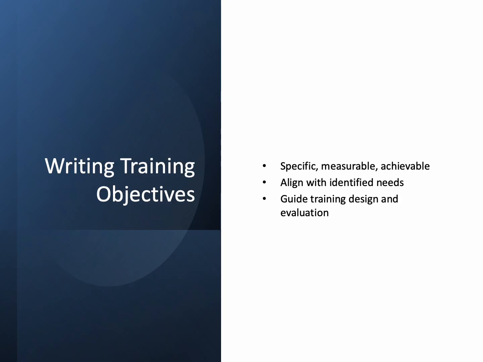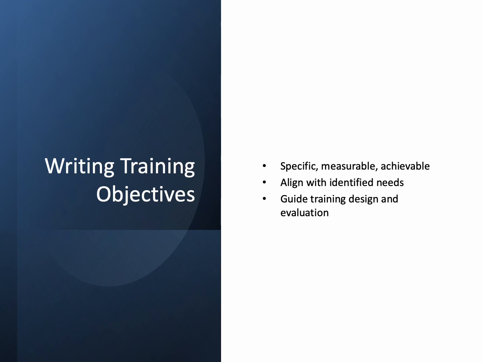Writing training objectives is a key outcome of needs analysis. Objectives should be specific, measurable, and achievable, aligning with identified needs. For example, an objective for a customer service training might be, employees will resolve 90% of complaints within 5 minutes. These objectives guide training design and evaluation, ensuring focus and accountability. As we discuss this, consider objectives for a training in your field. How would you measure success?